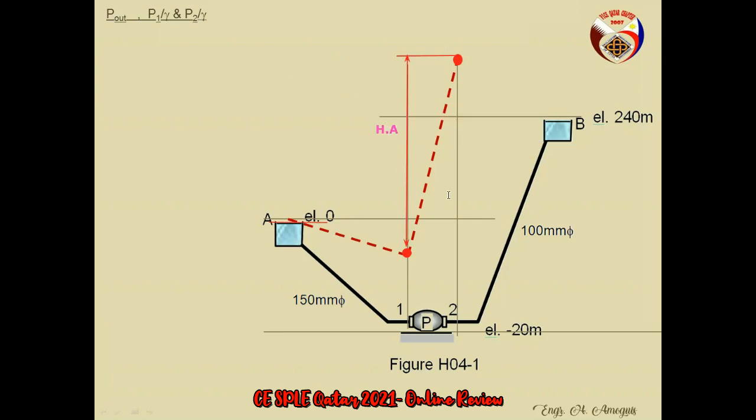Okay? So, at point 2, from point 2 to point B, the flow is from 2 to B, right? Therefore, as we said, this is always the main principle in Bernoulli: the direction of the energy grid line always goes down in the direction of flow. If the flow is from point 2 to point B, it means the energy level at point 2 is higher than at point B. Otherwise, it would not flow, it would backflow.